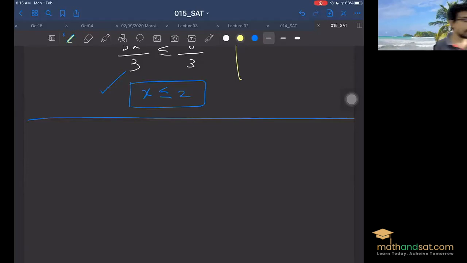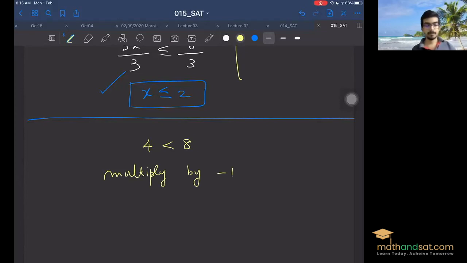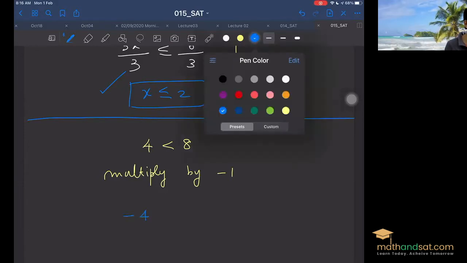Let's see, we have 4 is less than 8. Now, what happens when I multiply this inequality with some negative number? Say, for example, I multiply by negative 1. So the number on the left side becomes -4. The number on the right side becomes -8.